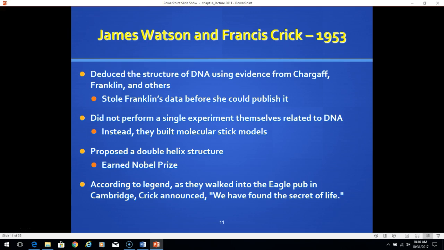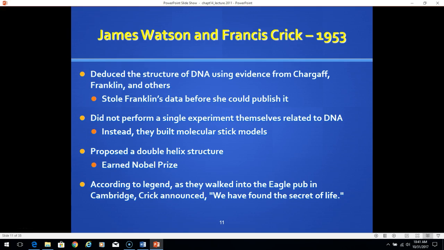Now, Francis Crick and James Watson were two guys that actually did not do a single experiment, but instead they used information from Chargaff, from Rosalind Franklin, and others, and frankly even stole Rosalind Franklin's data before she could publish it and call it her own. And what they did was they took all this data and they built the famous molecular stick model, which is at the front of this chapter, which was able to show that DNA was in fact a double helix. And when they did this, they won the Nobel Prize.